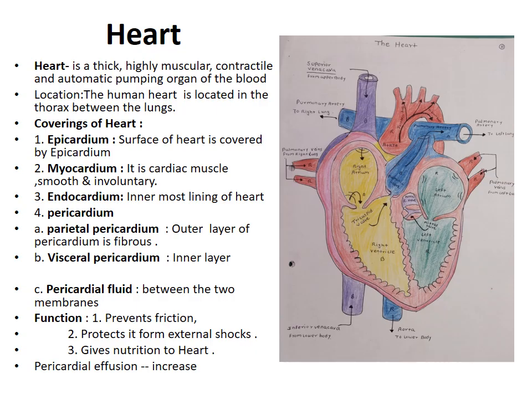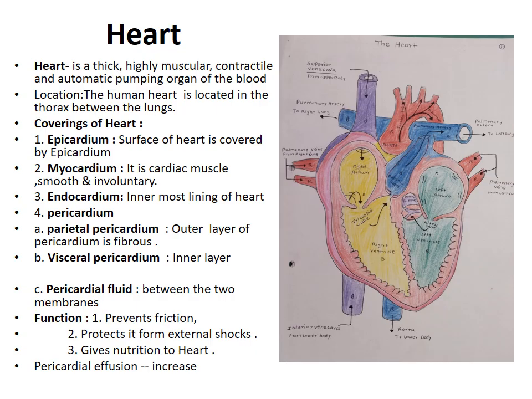The heart is a thick, highly muscular, contractile and automatic pumping organ of the blood. It is located in the thorax between two lungs. The coverings are four: epicardium, the outermost covering; myocardium, the cardiac muscle, smooth and involuntary in action; endocardium, the innermost lining of the heart; and the pericardium, which surrounds the whole heart.